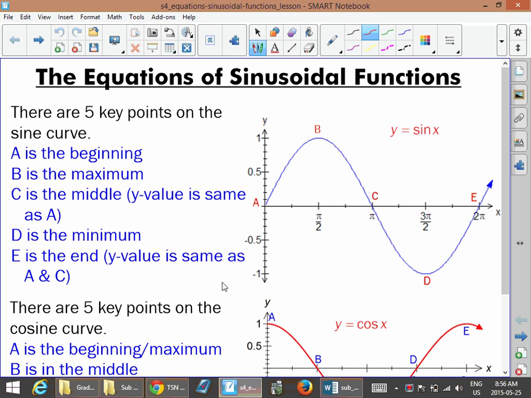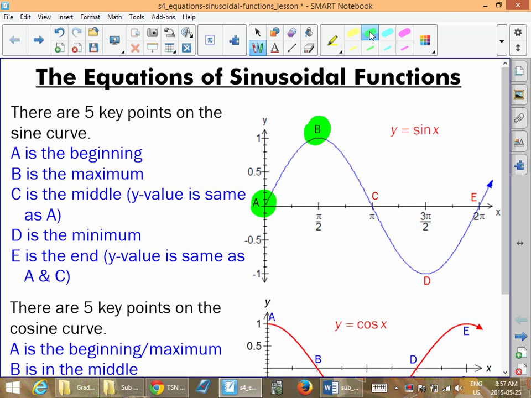On the graph of sine x there are 5 key points, and we're going to take a look at all 5 of those key points. The first key point is the very beginning. Then we have point B, that is the maximum value of the function. The third point is point C, and it has the same y value as A, and it's also halfway through the journey. You see the sine curve goes up and then it comes back down. When it reaches the same y value as it started at, it is halfway through its journey.